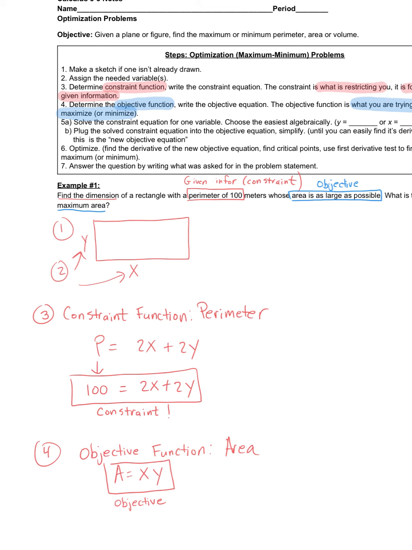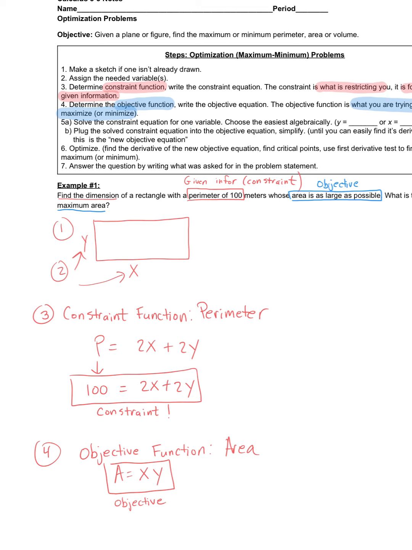All right, so those are your first kind of 4 steps. So to recap, draw the picture, assign variables, and you're going to write 2 equations. You need a constraint function. That is always your given information. It's what's restricting you. Obviously, if we only have 100 meters for the perimeter, we can't have the biggest area in the whole world. And then your objective function and equation, that's what you're trying to maximize or minimize. All right, so now here comes the fun. Step 5. All right, here's what we're going to do. You're going to solve the constraint equation for 1 variable. All right, so I'm going to go off.